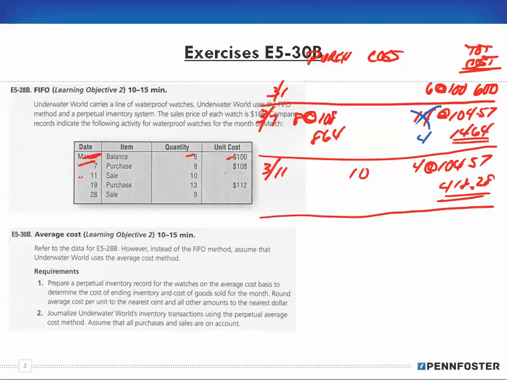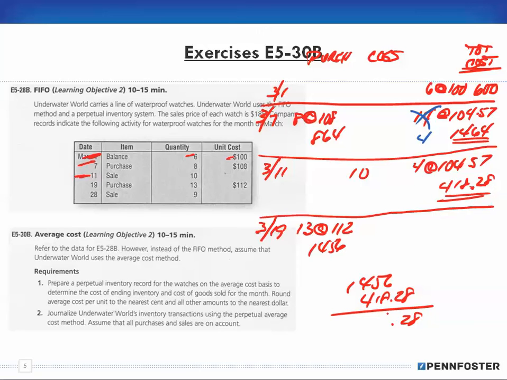All right, so on 3/19, we're going to purchase 13 more at 112, and 13 times 112 is 1456. Okay, so if we have 1456 and we have 418.28, our new total inventory amount is 1874.28.